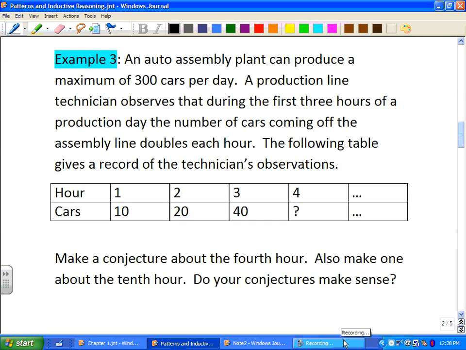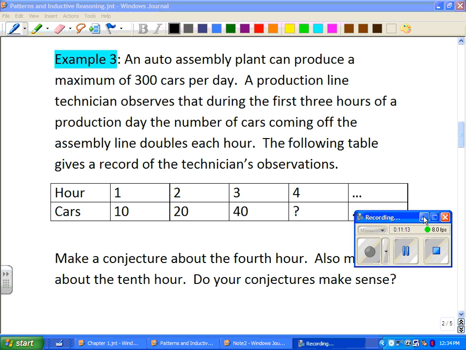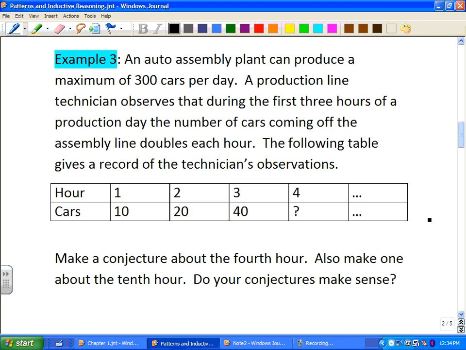All right, example number 3. An auto assembly plant can produce a maximum of 300 cars per day. A production line technician observes that during the first 3 hours of a production day, the number of cars coming off the assembly line doubles each hour. Okay, so it's going to double each hour. It says the following table gives a record for the technician's observations.